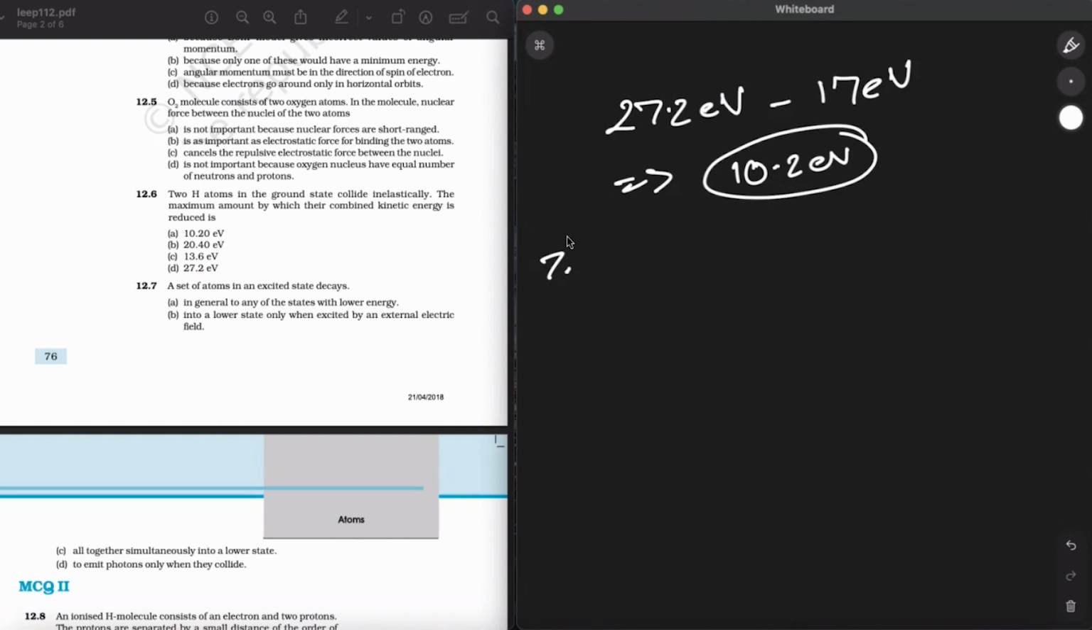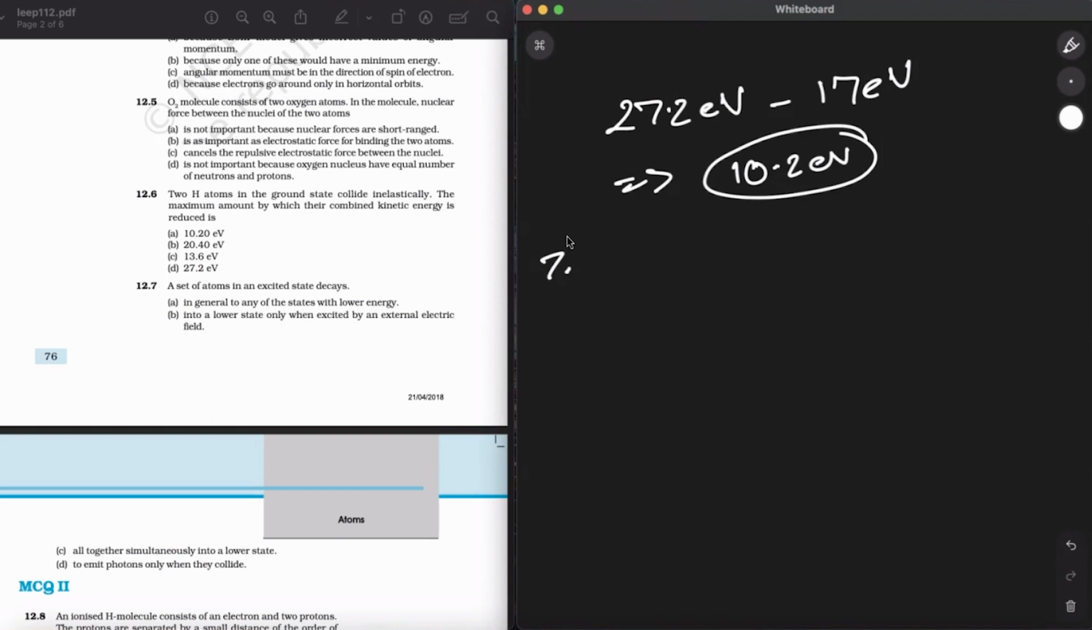So I think option A is correct. A set of atoms in excited state decays in general to any of the states with lower energy. Yes, the electron in a high state will want to decay to go back into a state where the energy will be low. So option A will be correct. The electrons in the excited state will have a tendency to fall to any state which has a lower energy.